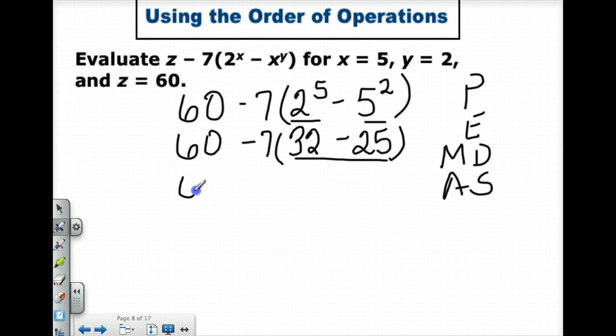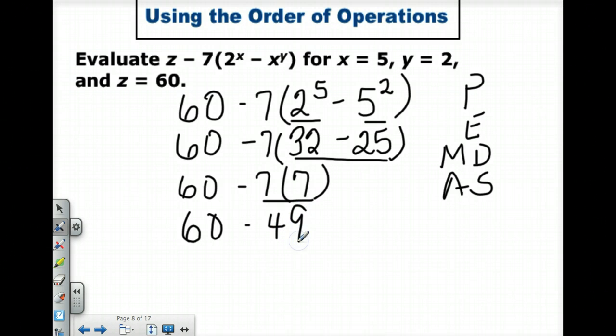Solve your parentheses. We have 60 minus 7 times 7. Multiply. I know so many of you want to go ahead and subtract there. You're not allowed. You got to multiply first. That gives us 49, and 60 minus 49 is an answer of 11.